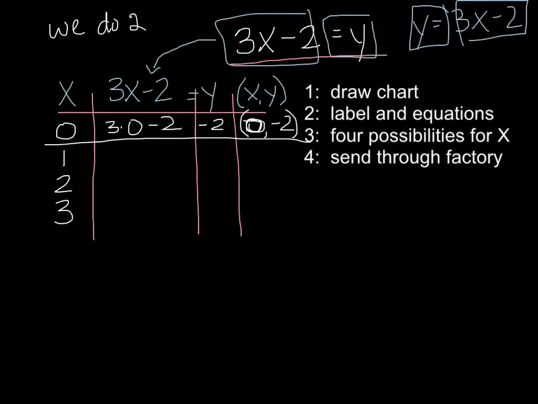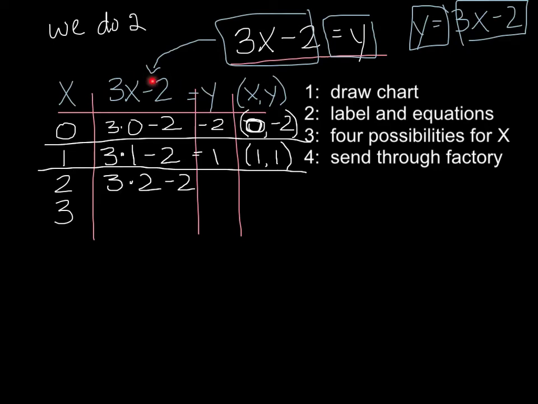Next row. If x is 1, then 3 times 1 is 3. Subtract 2 from that, it's 1. When x is 1, so is y. Y is 1. Ooh, neat. Next one, when x is 2, we fill it in for the equation up here. Instead of x, we substitute the 2. 3 times 2 is 6, and 6 subtract 2 is 4. So when x is 2, y is 4.